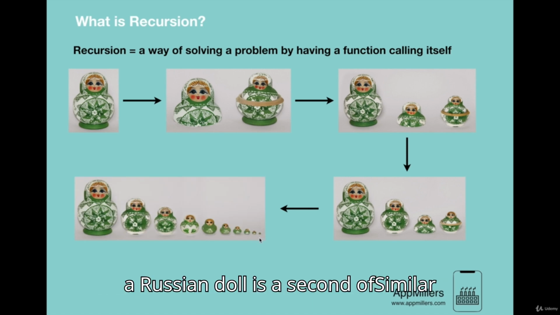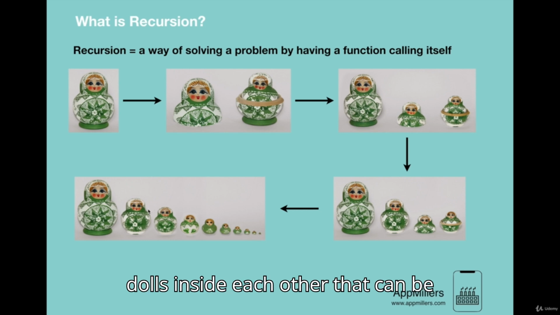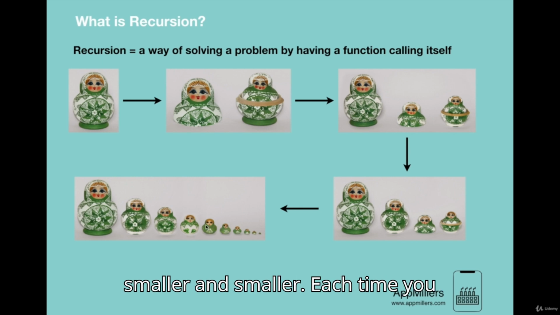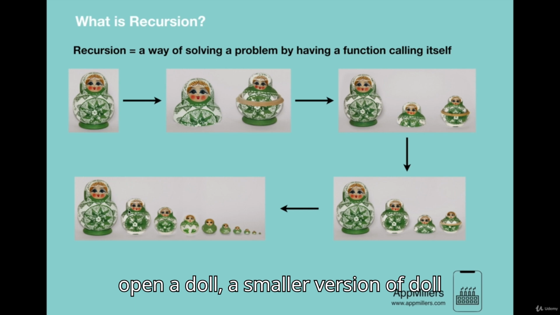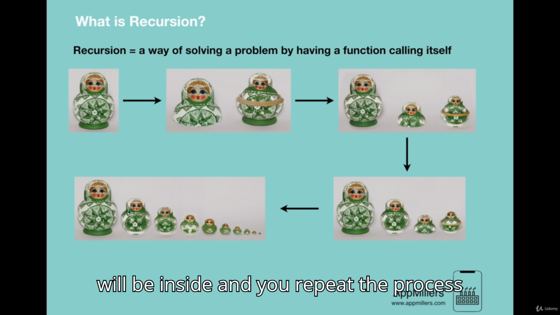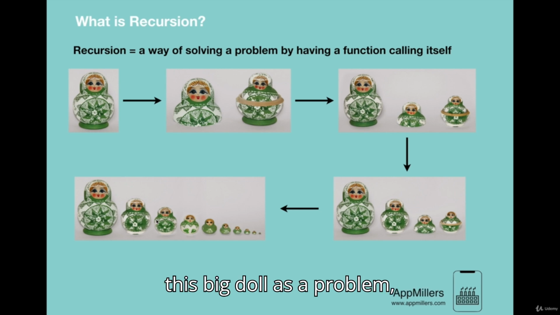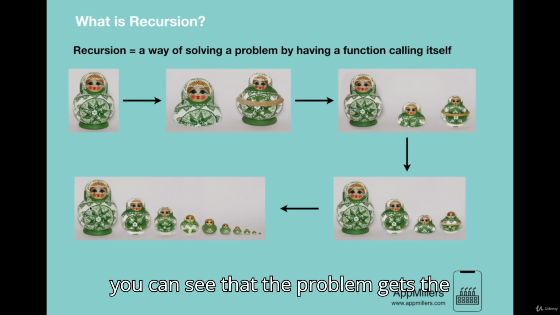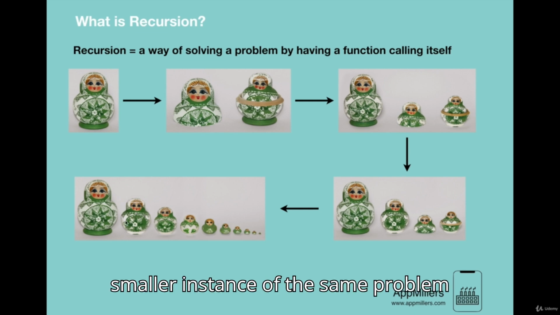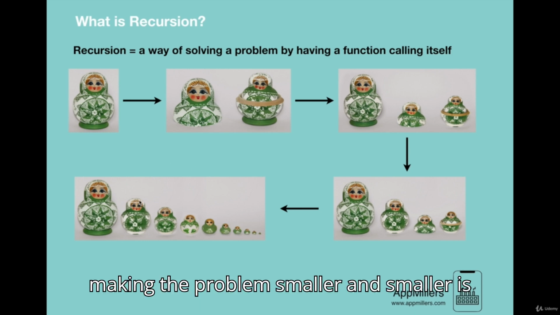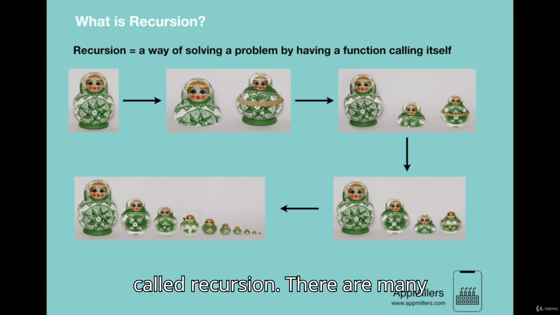As you see, a Russian doll is a sequence of similar dolls inside each other that can be opened, but every time the size gets smaller and smaller. Each time you open a doll, a smaller version of the doll will be inside, and you repeat the process until you reach the final doll that cannot be opened. Here, if you think of this big doll as a problem, you can see that the problem gets the smaller instance of the same problem until we solve it. So this technique, making the problem smaller and smaller, is called recursion.